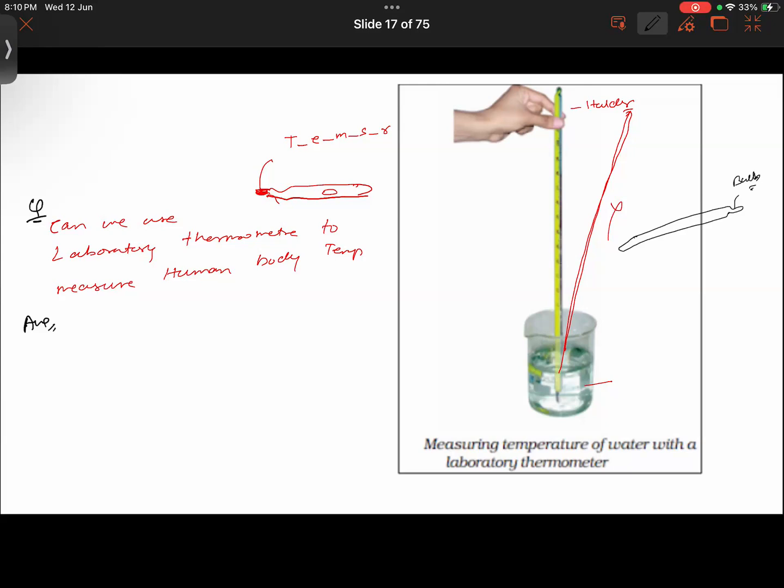So a clinical thermometer will be used instead of this to measure body temperature. Right? And one should keep a clinical thermometer or a digital thermometer at home. Okay? So hope that is clear to everyone. So a clinical thermometer should be used.